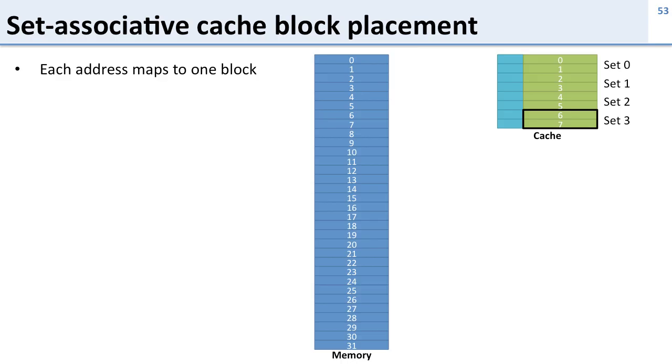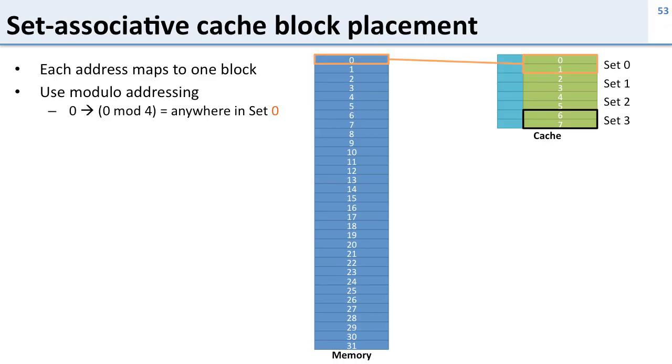So let's take a look at set associative cache block placement. Each address is going to map to one of these sets. We're going to use modulo addressing. So address 0 is going to map to 0 mod 4, so anywhere in set 0. Note we only have 4 sets here. We have an 8 entry cache, but each set has 2 blocks in it. So we're going to have 4 sets.